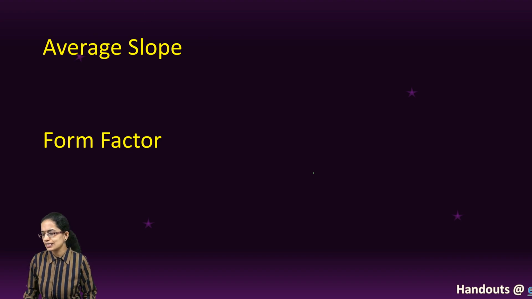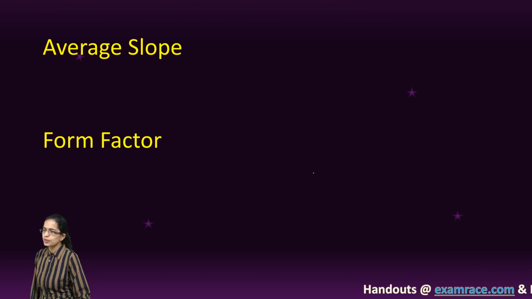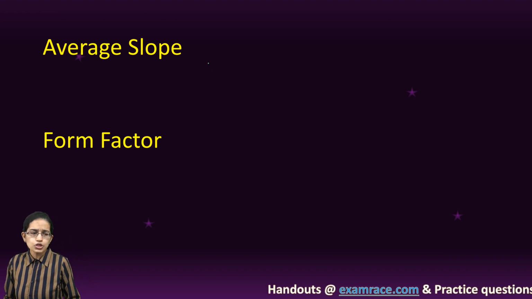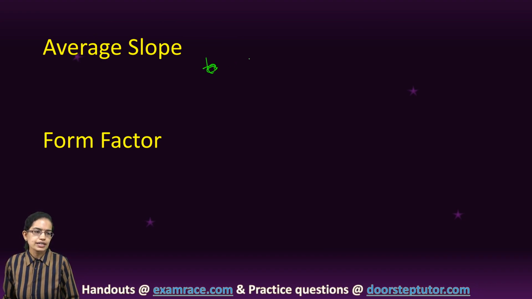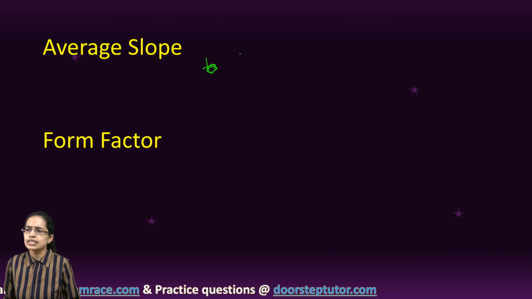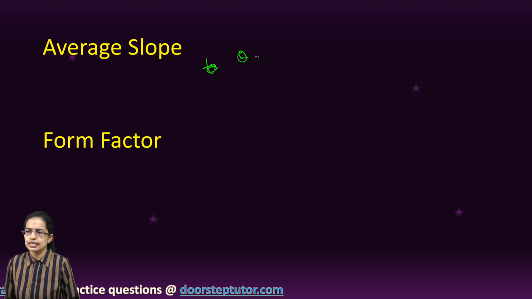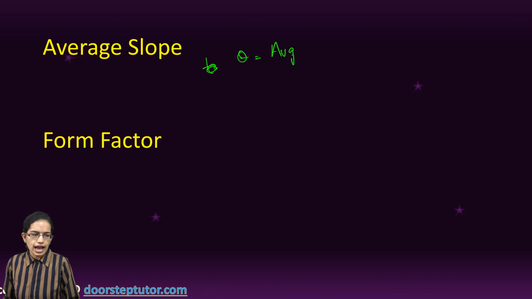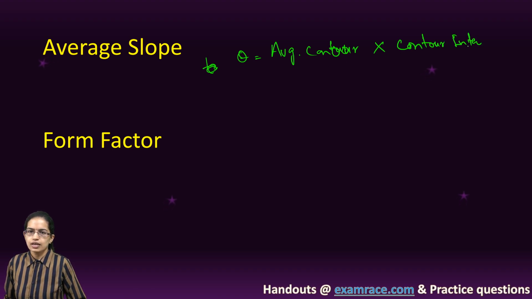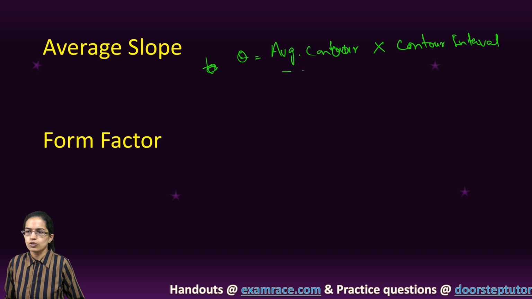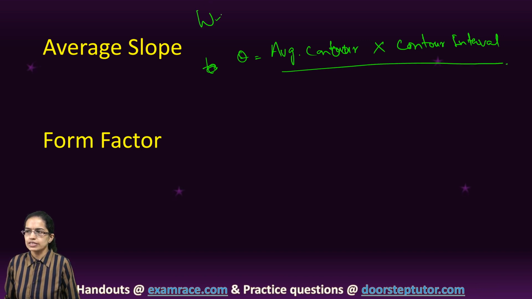The next is average slope. Now average slope is very simple. You have the value of average slope that could be written as theta or phi, whatever I can say, that would be equal to the average number of contours multiplied by the contour interval, and divided by a constant. Now this is the Wentworth constant.